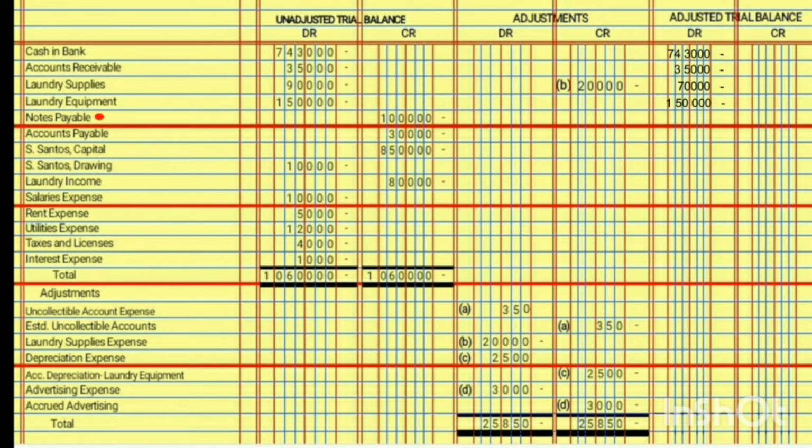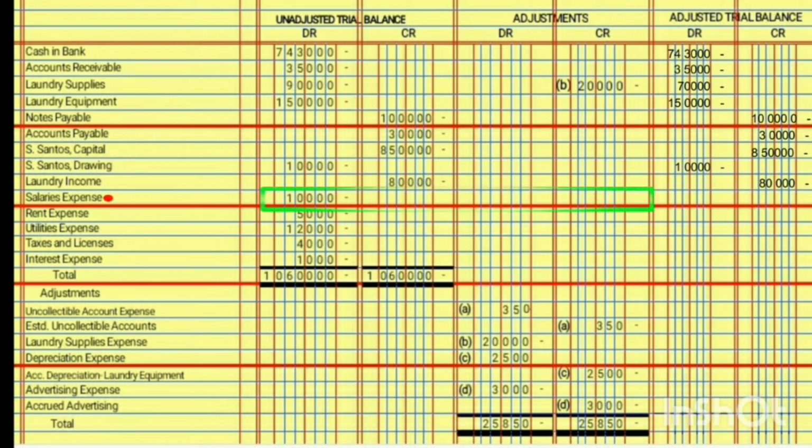Next is notes payable with an unadjusted balance of 100,000 credit. And then there is no adjusting entry, so notes payable balance will remain at 100,000 credit. Next, S. Santos Capital, we have 850,000 credit. Walang adjustment, so it will remain at 850,000 credit. Next is S. Santos Drawing. We have 10,000 debit, no adjustment, so it will remain at 10,000 debit. Laundry income, we have 80,000 credit, no adjustments, so it will remain at 80,000 credit.